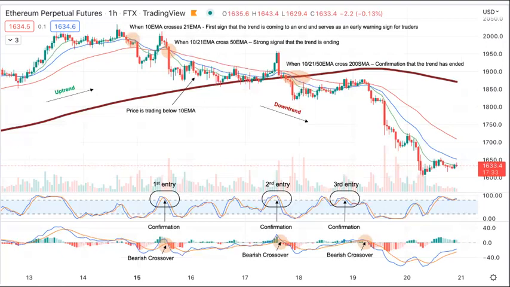So when you say enter, we still follow what you said, like enter below the wick and then stop loss obviously above the candle? Yep, you're right. Let me try to do that. That's the best.